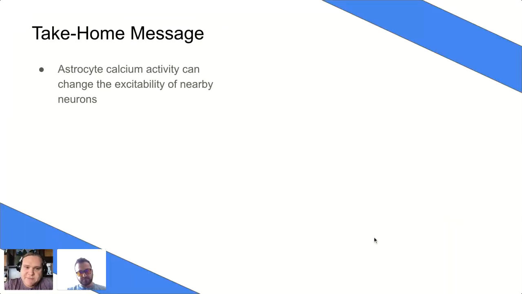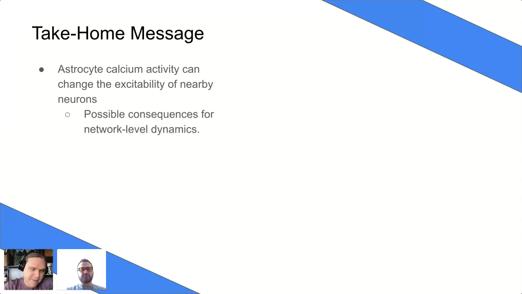Okay. So the take-home message here is that astrocyte calcium activity can change the excitability of nearby neurons in subtle ways, and that can have possible consequences for network level dynamics.